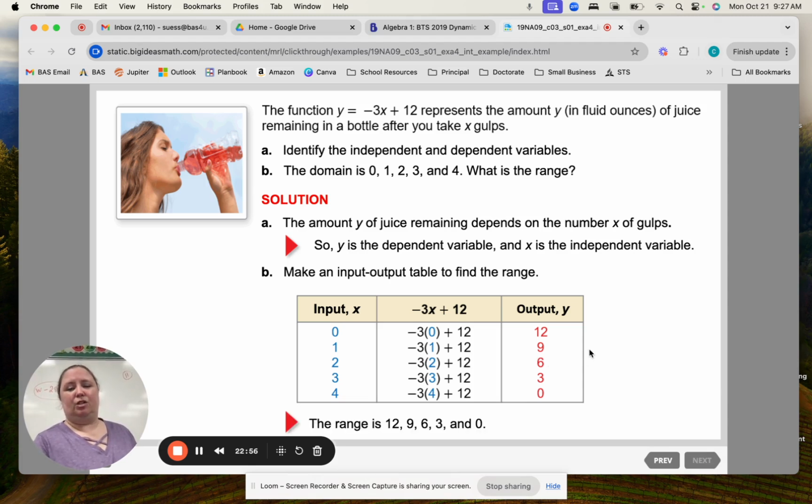Excellent. So then it would ask you to list the range, which would be 12, 9, 6, 3, 0. Typically, you put them in order of what the domain was. So if the domain was 0, 1, 2, 3, 4, you put the answers of 12 and 9 and so on. Do we have to name the domain or no? Nope, the question was, what is the range?